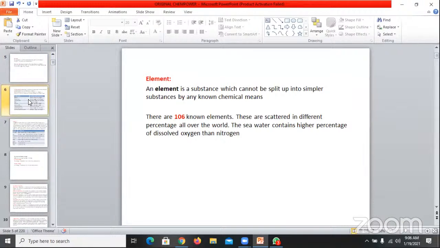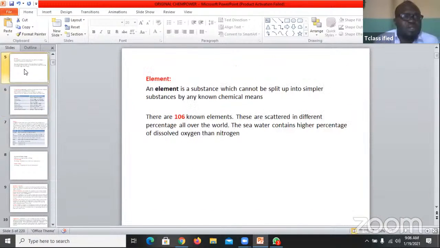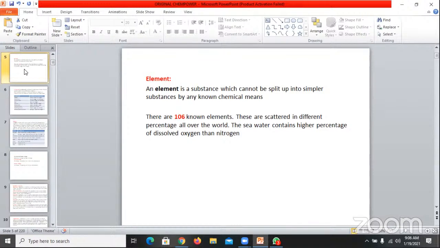Okay, compounds. What are compounds? We looked at elements. We said that elements are substances that cannot be split up into simpler substances by any known chemical means. Like the air that we know is a mixture of gases. So these gases can be separated into oxygen and lots of other elements. But once you say this is an element, it cannot be broken down into other elements. Just one pure element.